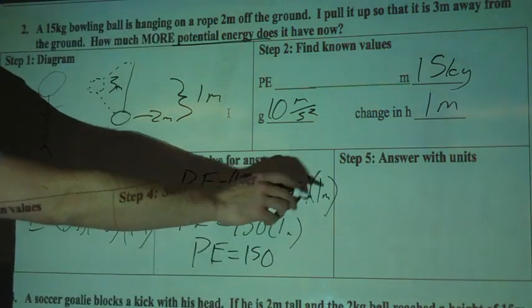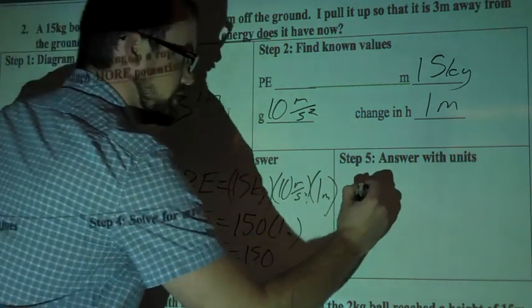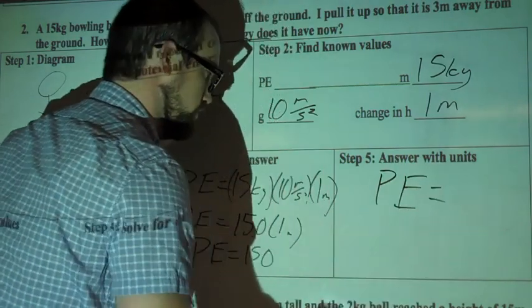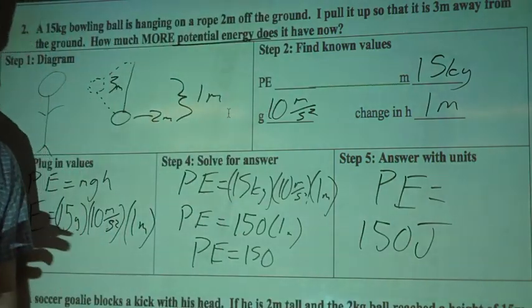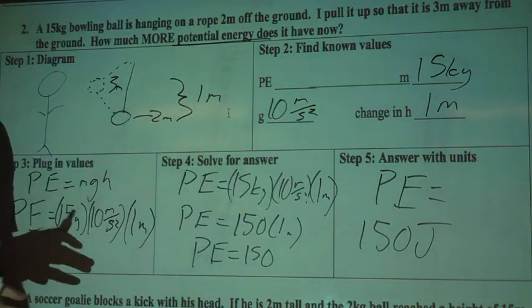Now we know that our answer for potential energy is in joules because we're talking about energy here, so we're going to write down our final answer. With units, potential energy equals 150 joules. I'm just going to write J to abbreviate joules. So we've got potential energy equals 150 joules. That's it.